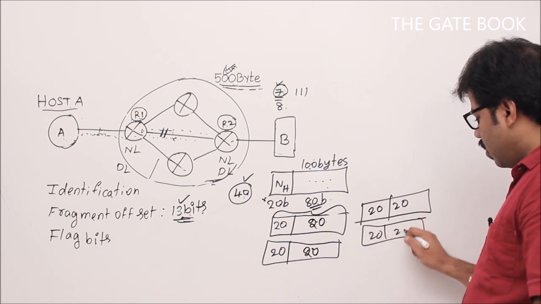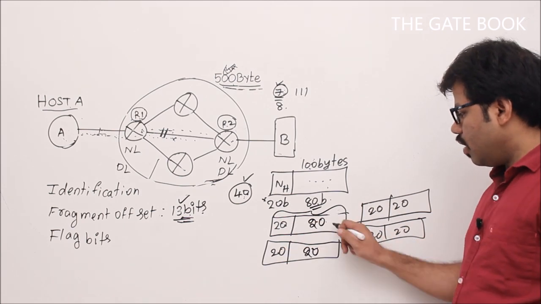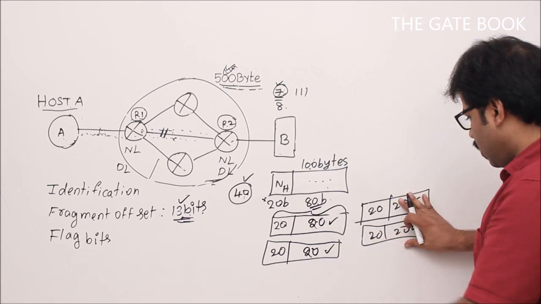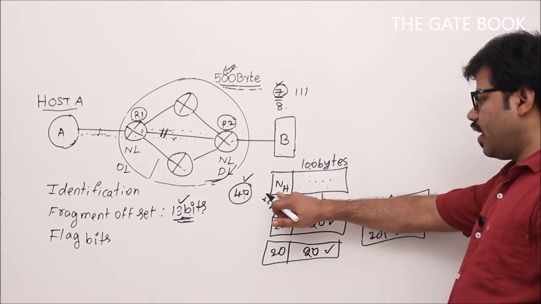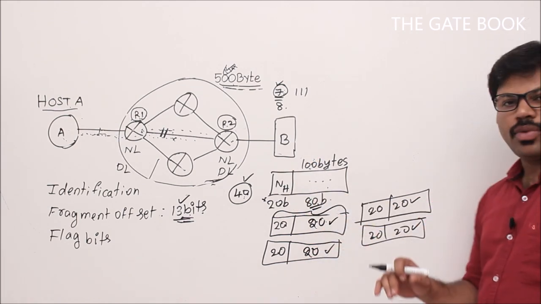See, this 20 is the network header, but we are copying it 4 times. Remaining things, if you see, 20, 20, 40, 60, 80. So 80 bytes data, 20 bytes network header. Finally 100 bytes is divided. This is fragmentation. Okay, understand the process.